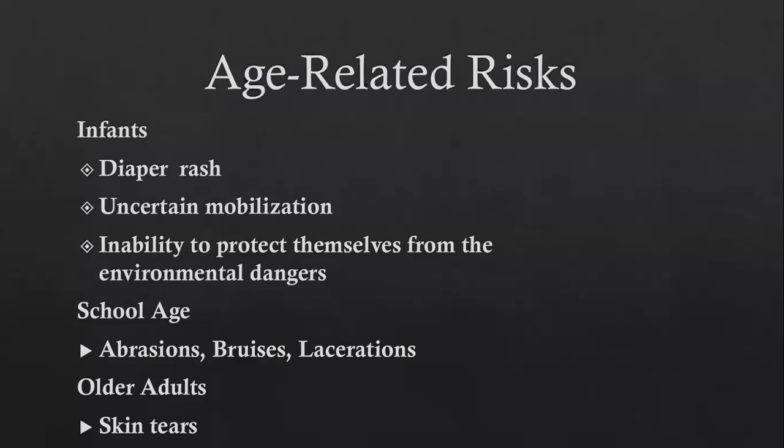And then with older adults, our concern is skin tears. Jesse Cooper, tell me, why is our concern skin tears on older adults? Because their skin is thinner and they're more prone to it. Like, if we hit something, it's probably not going to be that big of a deal, but to someone older, since their skin is thin, if they hit something, their skin could tear.